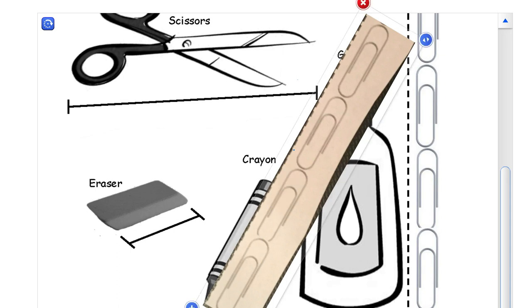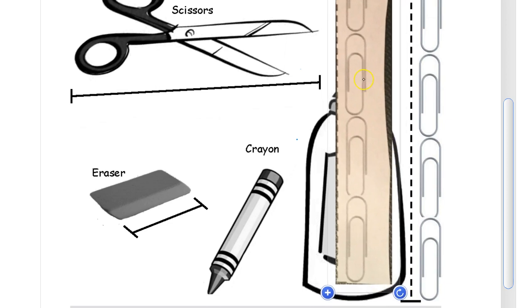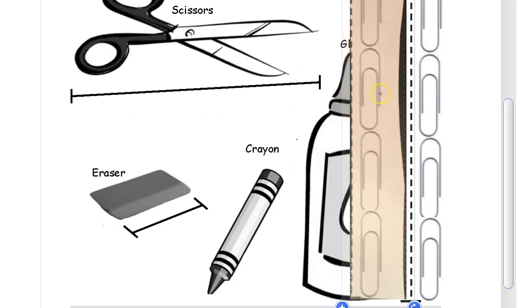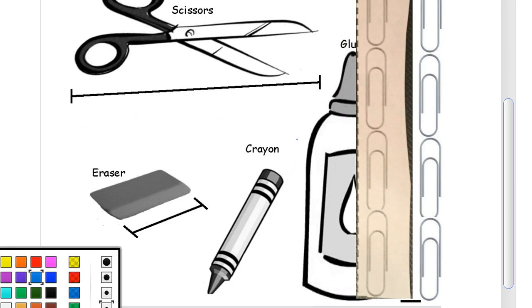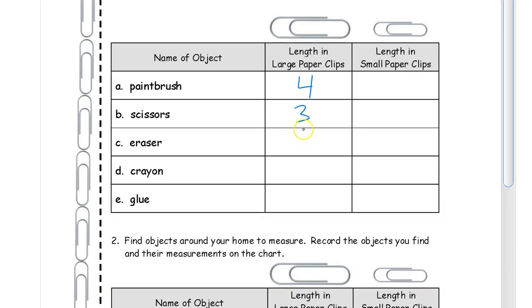And now the bottle of glue. I'll match up the endpoint of my line of paper clips, my chain of paper clips, with the bottom of the bottle of glue right here. So these are matched up at the bottom. And at the top, this comes out just about as good as you'd want it to be. That's one, two, three paper clips. So the eraser's one, the crayon's two, and the bottle of glue is three large paper clips. And now we measure them all in small paper clips.